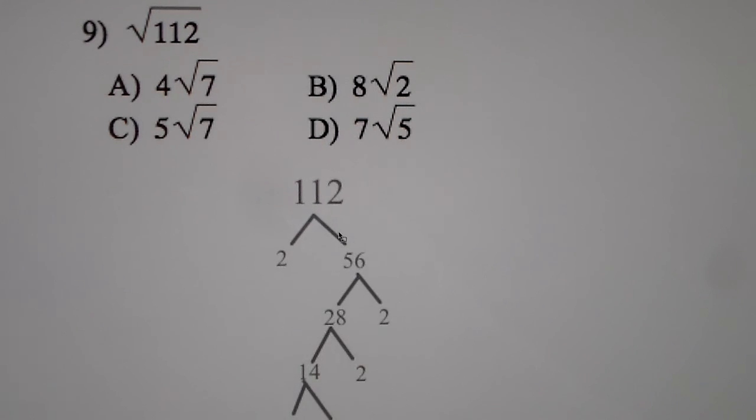112 divided by 2 gets us 56, so we have 2 and 56. 56 divided by 2 gets us 28 and 2. 28 is also divisible by 2, 14 and 2. 14 is divisible by 2, so we get 7 and 2. So we have 2, 2, 2, 2, and 7. All our composite numbers will cancel. We don't have to worry about those anymore. Now, we're going to simplify this radical.